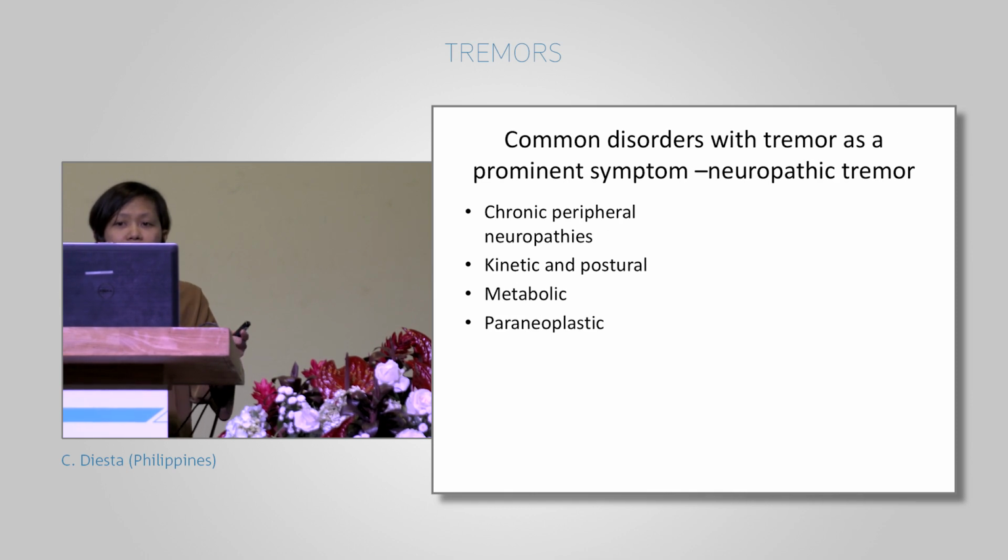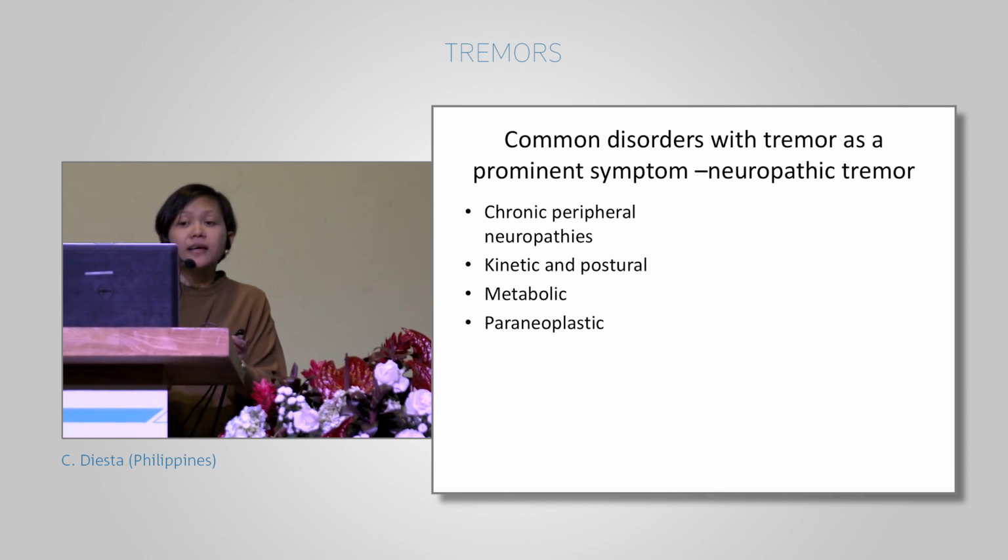Okay, so neuropathic tremor is as well common. We do see a lot of diabetes. We have kidney patients who present with neuropathy, and this is in fact kinetic and postural. So when we encounter this, a metabolic workup should be done. We have to think paraneoplastic as well when we encounter neuropathic tremors.